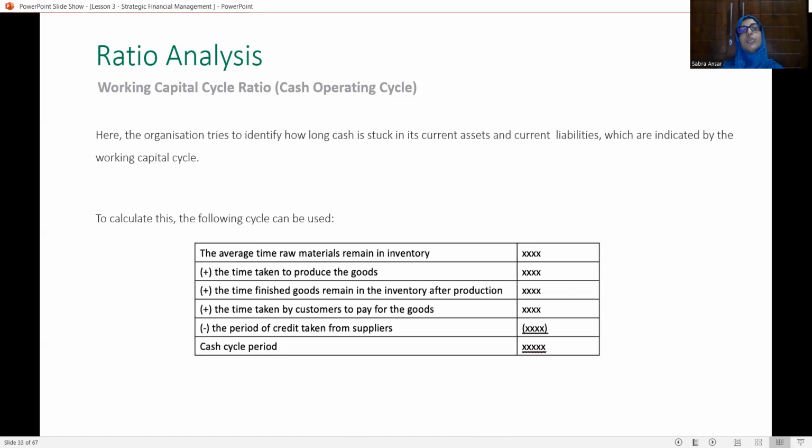Okay. Now we will be calculating the working capital cycle ratio or cash operating cycle ratio. So basically, what does working capital mean? Working capital means the amount of extra cash you have in order to go through the normal operations of the company.